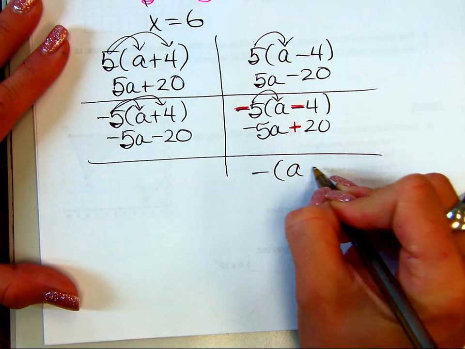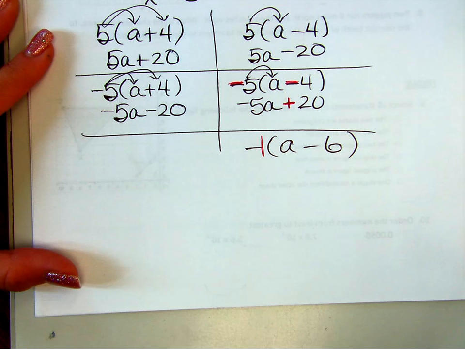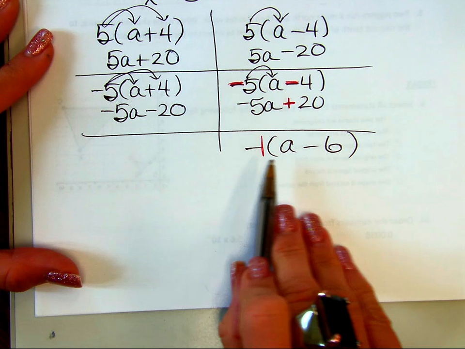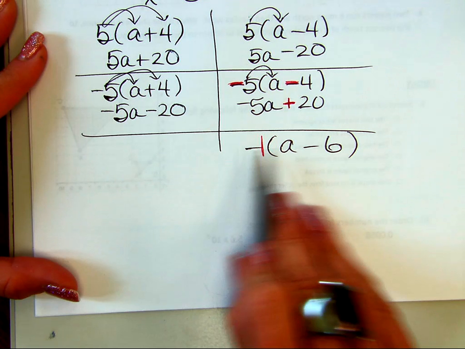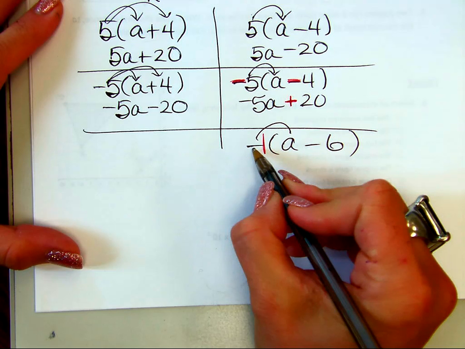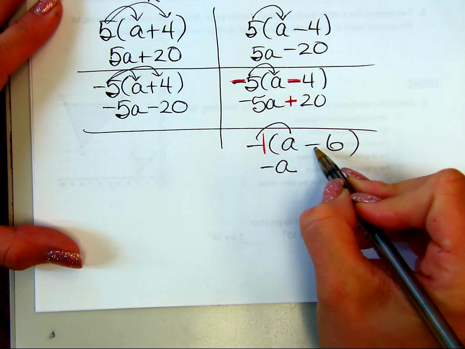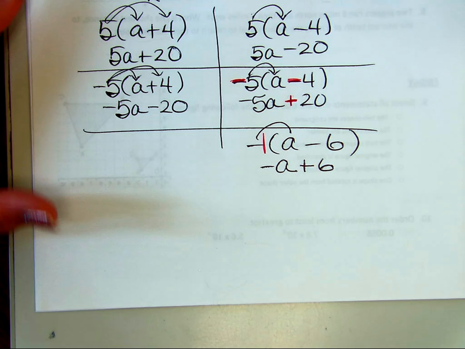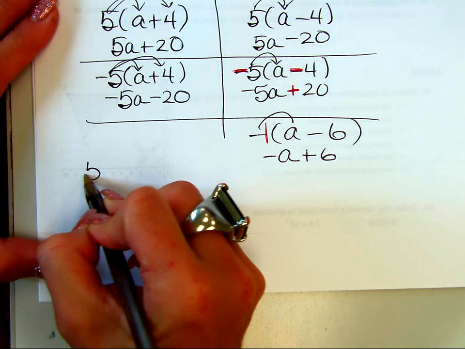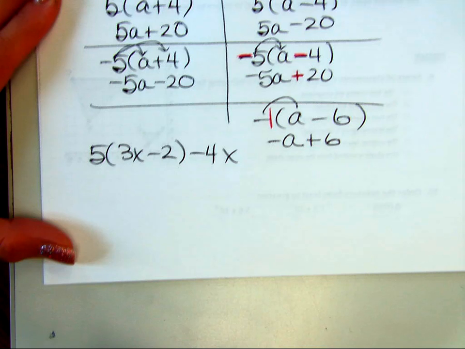Yeah, let's do that. Will says, what if I just have this? What if there is no number in front? Well, there is. It's just a 1. This is also considered, just looking at it, as taking the opposite of this expression. Because we know multiplying by negative 1 just changes the terms. So what's the opposite of a? Negative a. And what's the opposite of negative 6? Positive 6. Good.